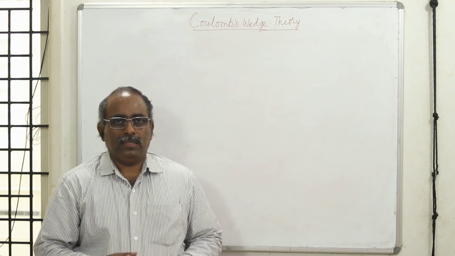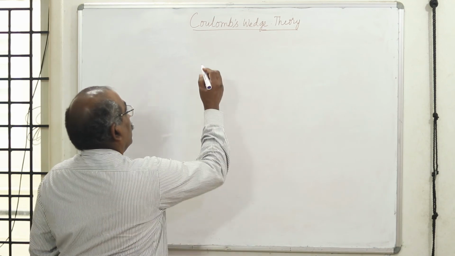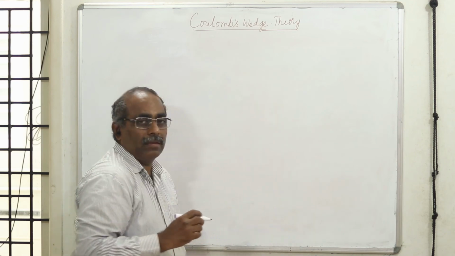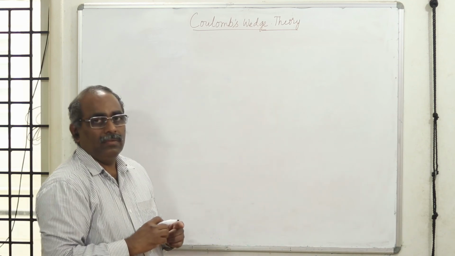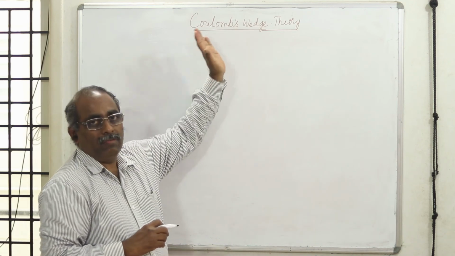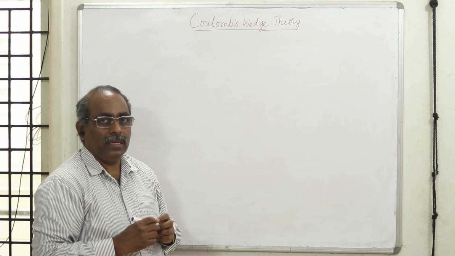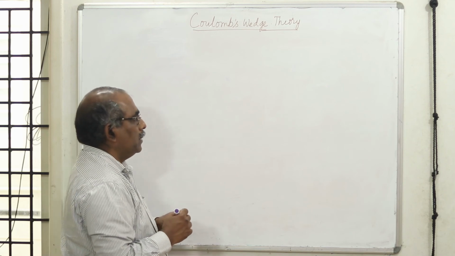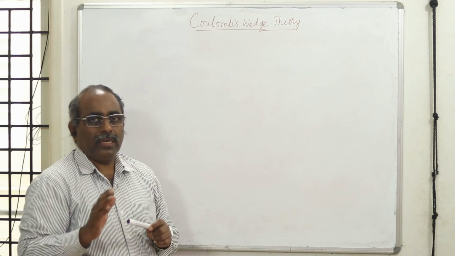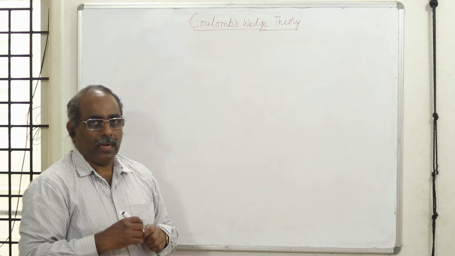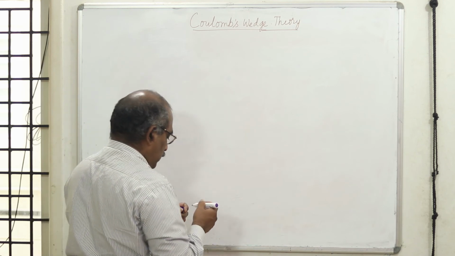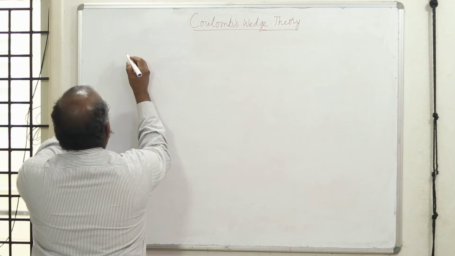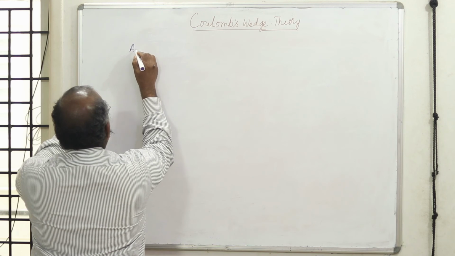Students, now we'll discuss the Coulomb wedge theory. In the first analysis, Rankine's analysis, we didn't consider the wall friction. Rankine considered the back of the retaining wall as smooth and vertical, but practically no retaining wall will be smooth and it will have some wall friction. If you consider that, what is the analysis? Now, let us see what the assumptions are.